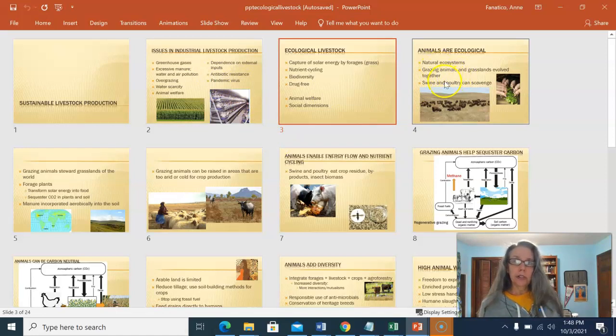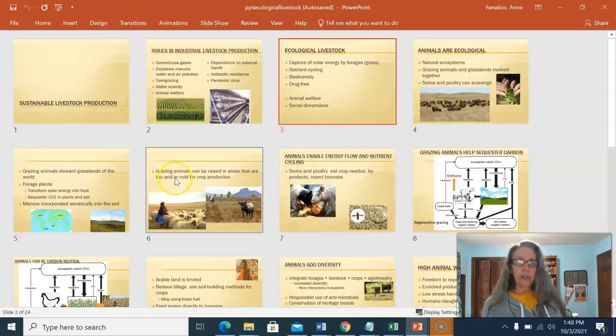Grazing animals and grasslands evolve together, and really, you need animal impact, you need grazing impact to take care of these grasslands. And they're so important because they sequester a lot of carbon from the atmosphere, and they store it. And actually, in some places, animals are the only way to raise food crops. And pastoralists all around the world raise animals in some of the harshest environments on Earth.